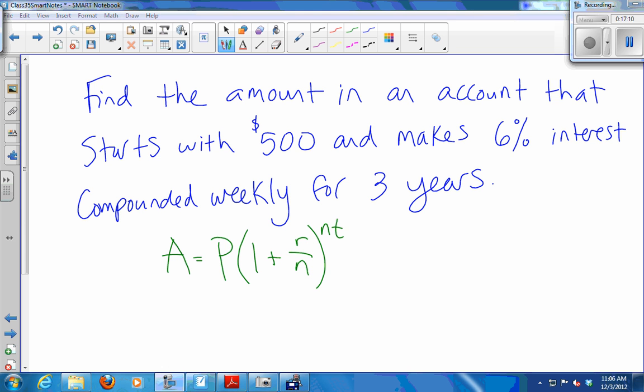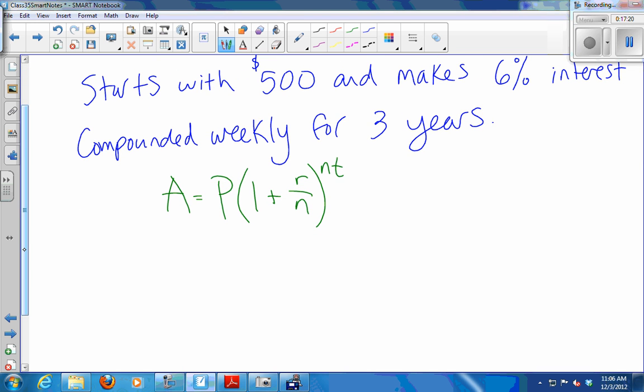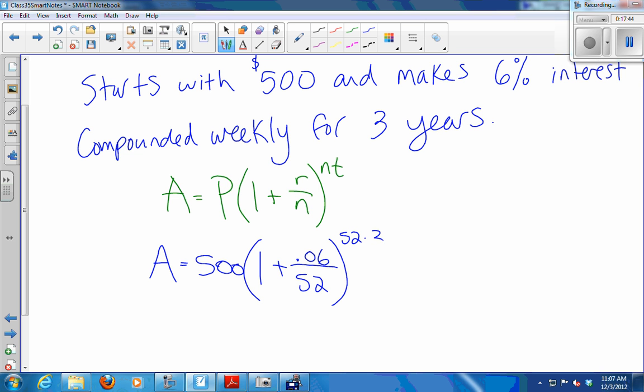Okay, so we have our formula. The amount in the account is equal to principal times 1 plus r over n to the nt. So what is my principal? What do I replace P with? $500. And r is what? 0.06. Yep, it's the percent interest rate, but written as a decimal. We divide that by n, the number of compoundings per year, which is 52 for 52 weeks in a year. And then we do 52 times 3.